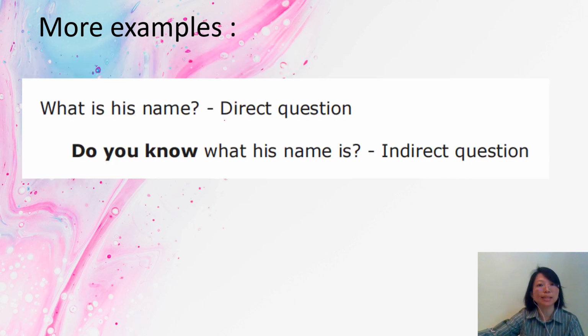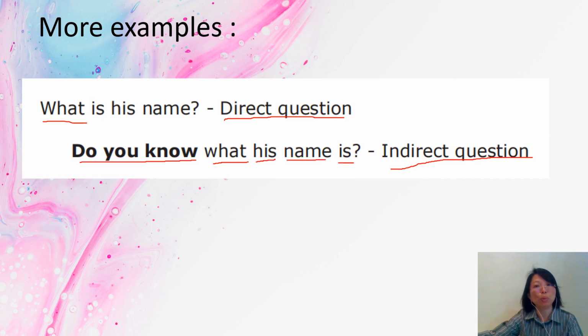Now let's look at this direct question. It asks what? What is his name? So when you change it into indirect question, you can use do you know? Then you write what his name is. So again, we put the is as the last word in the question. So the indirect question will sound like this. Do you know what his name is?